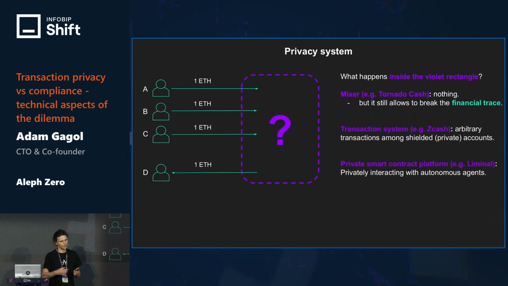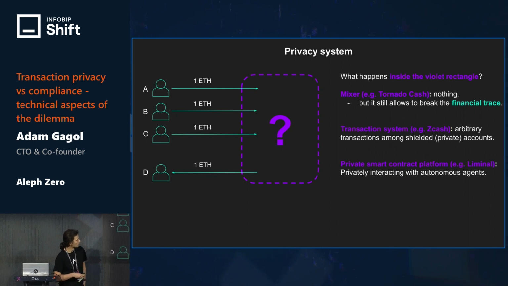Inside there are accounts, and users are allowed to transact among themselves and among the accounts inside of the violet rectangle. Yet the next stage are private smart contract platforms like Liminal, which we're building, where inside of the rectangle users are able to arbitrarily interact with smart contracts. I'm not going to go deeper into what it means to interact with a private smart contract, but in general, it's a generalization of a transaction system, at least to some extent.